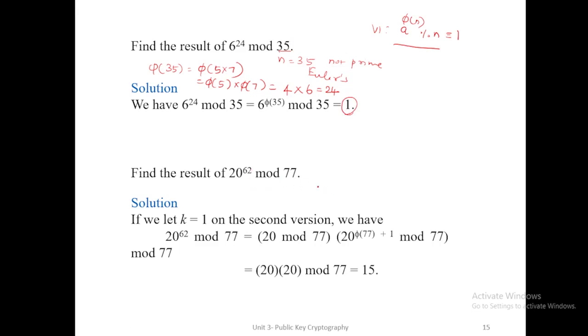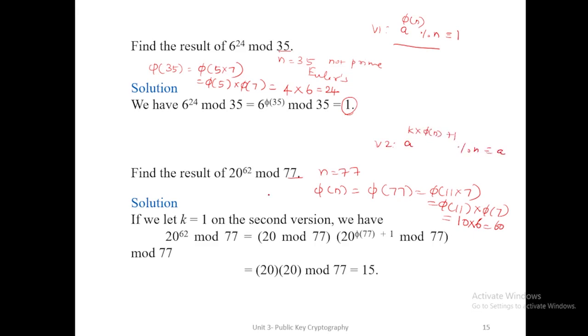If we take the second problem, here n is 77. It is also a composite value. We should calculate phi of n. So phi of 77, that is phi of 11 into 7. That can be rewritten as phi of 11 into phi of 7. The answer for phi of 11 is 10. Phi of 7 is 6. So 60. But we should take this version 2. Version 2 is a power k into phi of n plus 1 mod n, that should be equivalent to a. Here the exponent is 62.